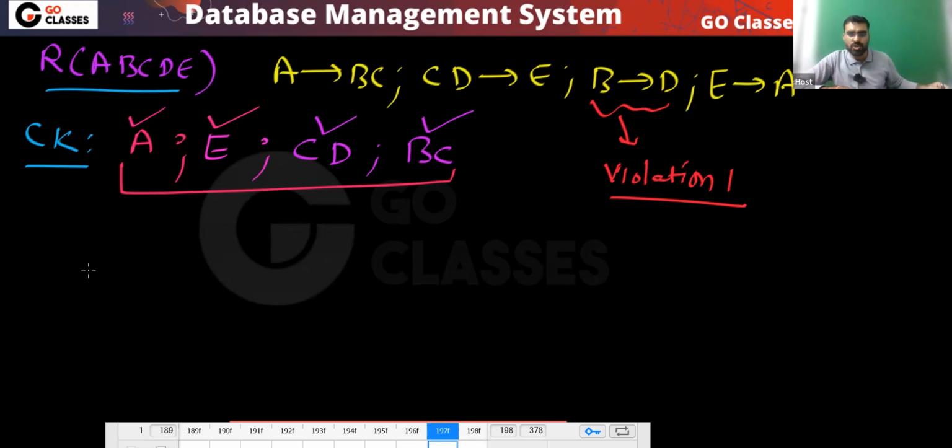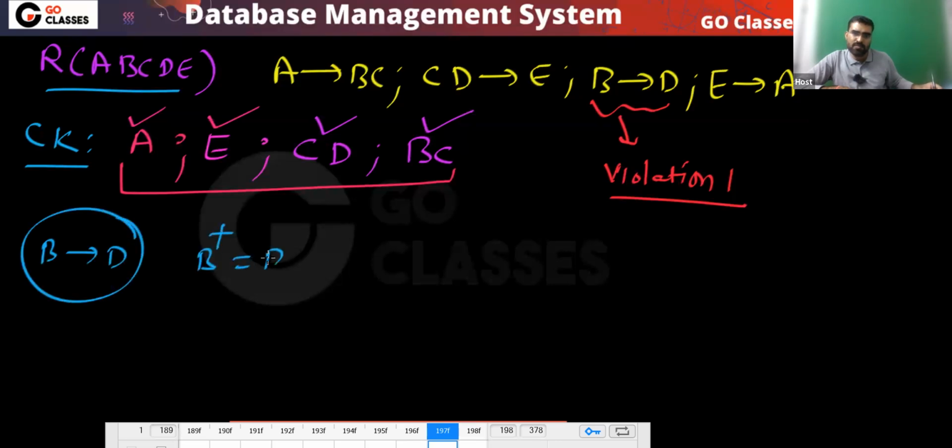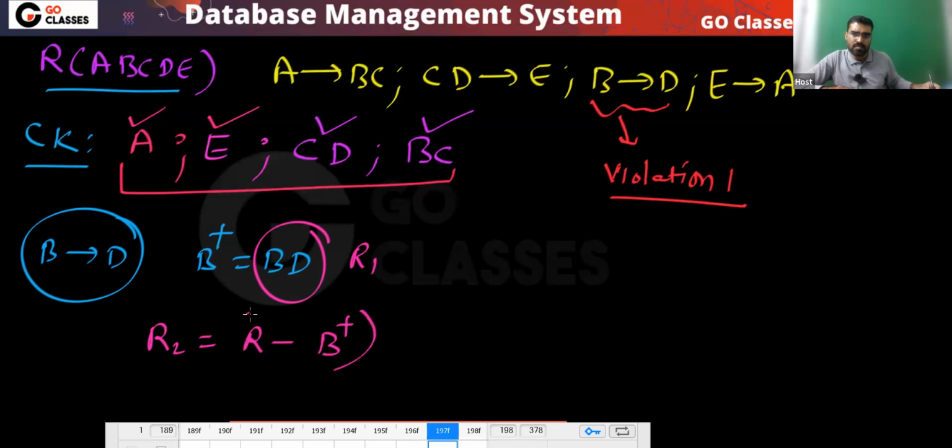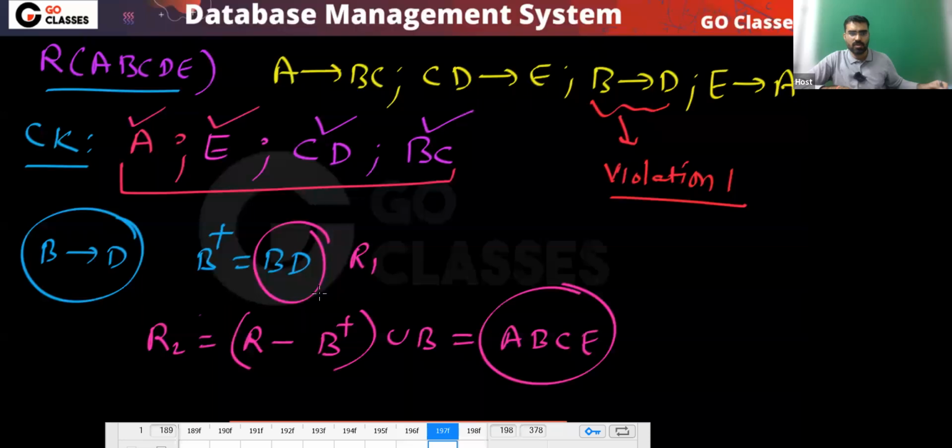So in this situation, what can you do? This is the only violation that you have, so it is very simple. Take this violation, B determining D, and find B plus. B plus will be BD. So now your R1 will be BD. You make one table here, and your R2 will be from R, where you remove B plus but don't remove B, basically just remove D. So you will get A, B, C, E. Your R2 will be A, B, C, E.